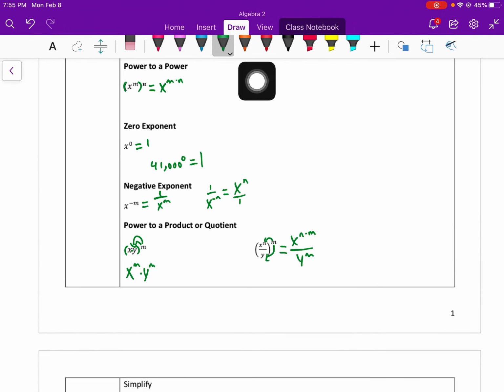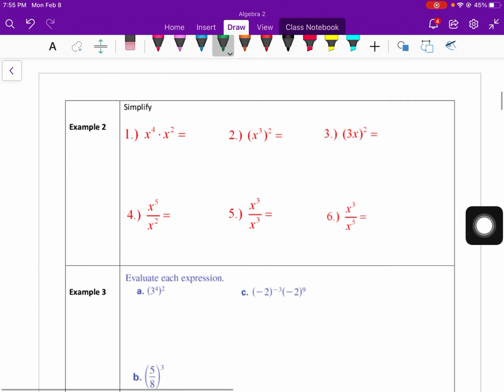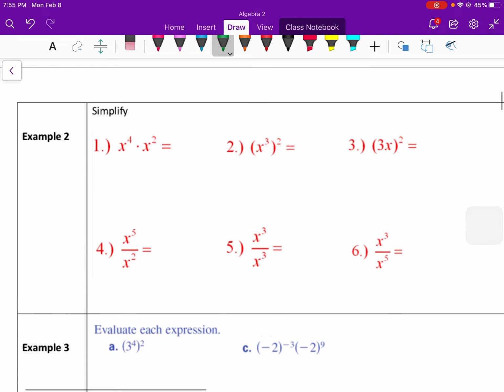So this is a very abstract way of showing you the different properties of exponents. So now we can get into some actual examples here for what those will look like. So first off, we have x to the 4th times x squared. So the bases are the same, and it's the product. So since it's the product, we're going to add those. So it'd be x to the 4th plus 2, and that equals x to the 6th.